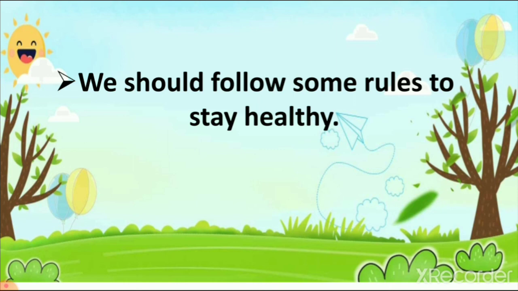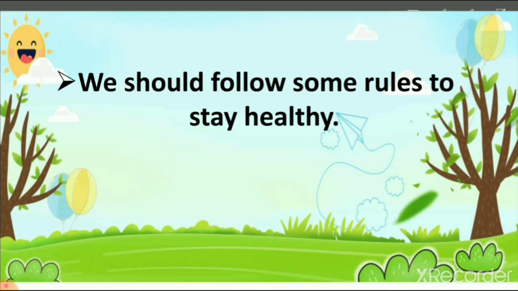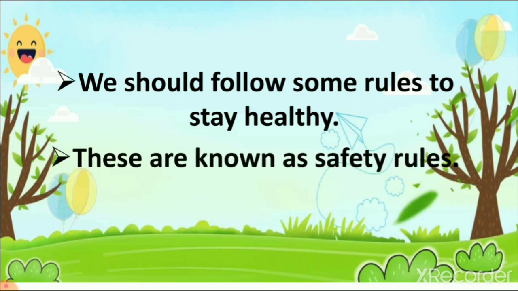We should not play with sharp tools. It is a safety rule. And why do we follow this? Because we need to stay healthy. So we should follow some rules to stay healthy. These are known as safety rules. So in the previous picture, you learned that some things are safe for you and some things are unsafe for you. I told you that the things on which I put a wrong mark are unsafe for you. So it is a safety rule that we should not play with scissor. Why? Because it is dangerous for you. That's why we should follow some rules to stay healthy, and these rules are known as safety rules, right?